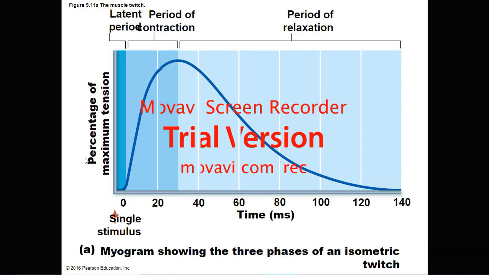All right, and then the third step, the period of relaxation. So this is the final phase. It lasts about 10 to 100 milliseconds, and is due to the pumping of calcium back into the sarcoplasmic reticulum. So you're pumping calcium back into the SR. Because the number of active cross bridges is declining, the contractile force is declining.